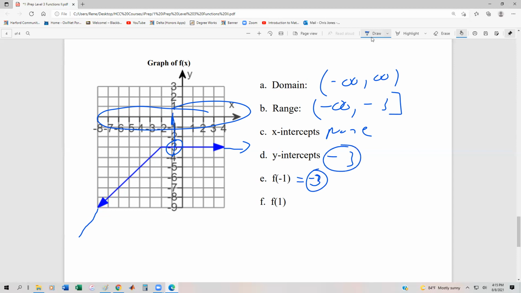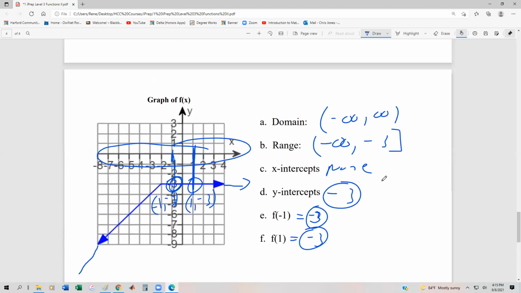And then finally, when x is equal to 1, that's also going to be -3. So this is the point 1, -3. This is the point -1, -3, where we circle this up. And it's okay to have the same value as an output. We just don't have two different outputs for the same input. So we just have to be careful when we're doing this.